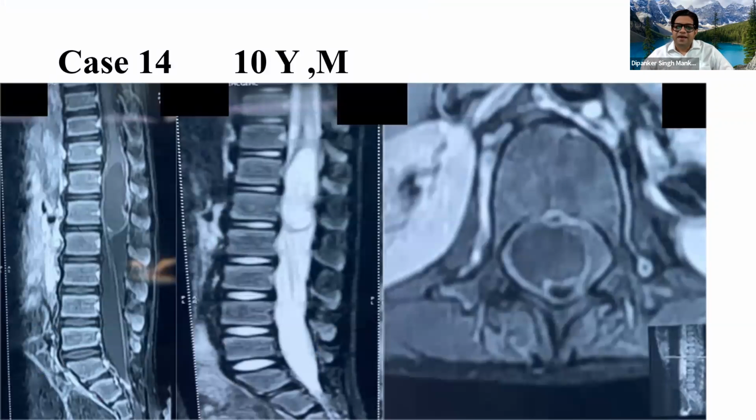So another case, a pediatric case. What do you think? What is your opinion? A 10-year-old male this time. It's too hard for me.